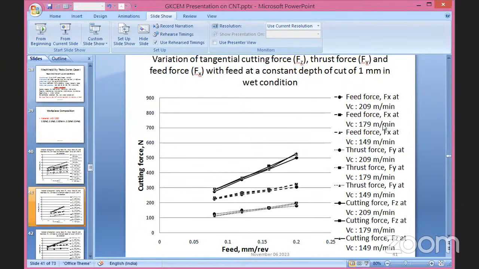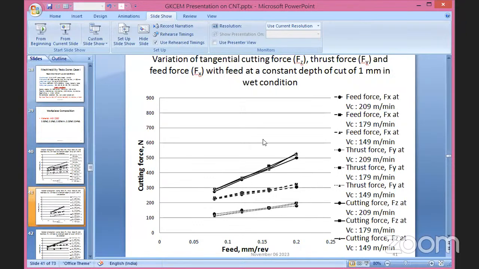Okay, and here you are seeing that there are 3 plots each. Each of the 3 plots corresponds to 3 different velocities. One is for 149 meters per minute, one 179 meters per minute, and one 209 meters per minute.